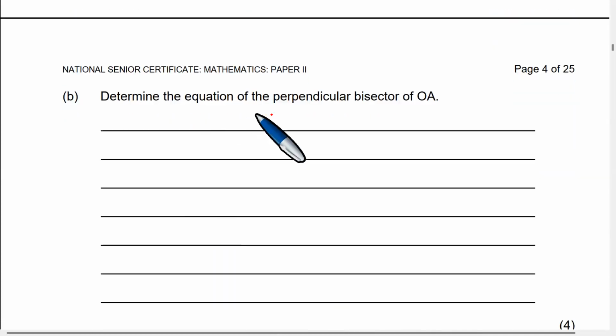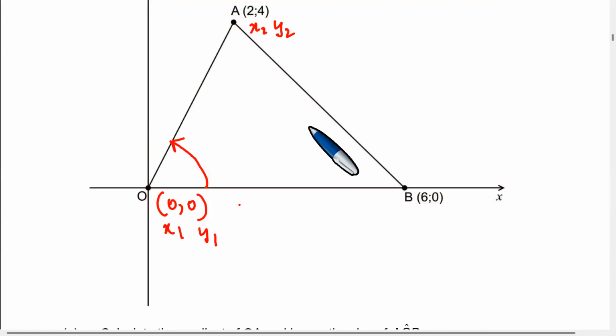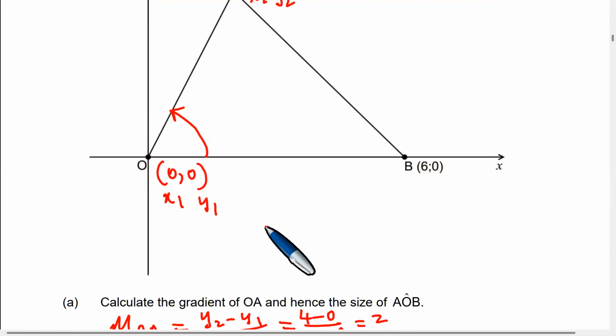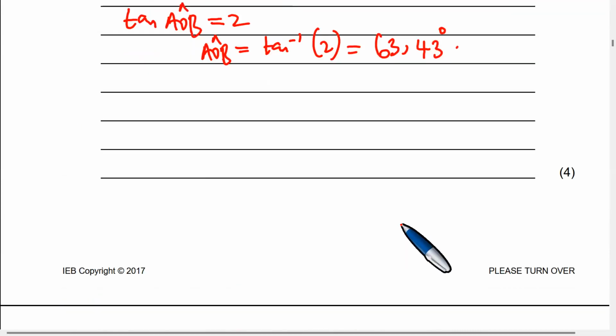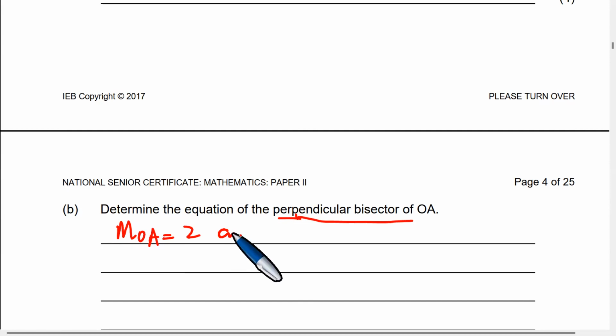Next, we need to determine the equation of the perpendicular bisector of OA. To find the perpendicular bisector of OA, we need a couple of things. First, we need the gradient of the line perpendicular to OA. The gradient of OA is 2. And the gradient of the perpendicular bisector is minus 1 over 2, because when you multiply them, you must get negative 1 because they're perpendicular.